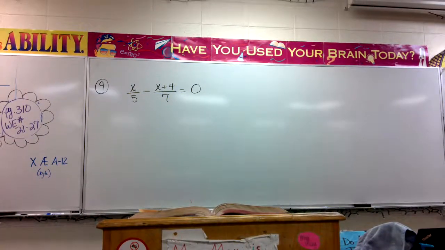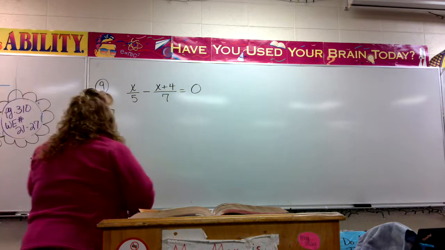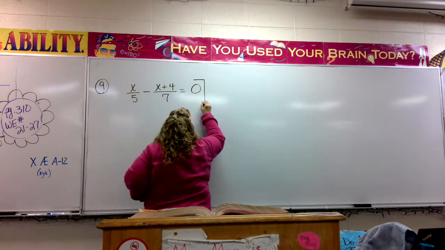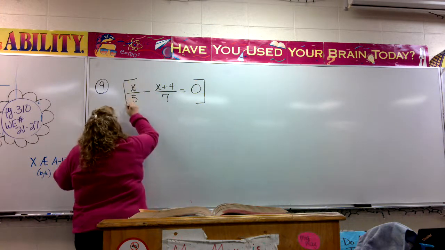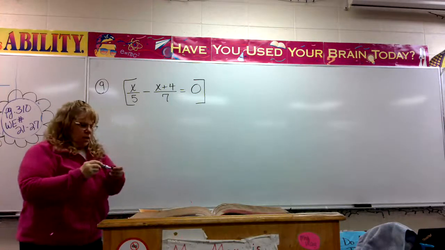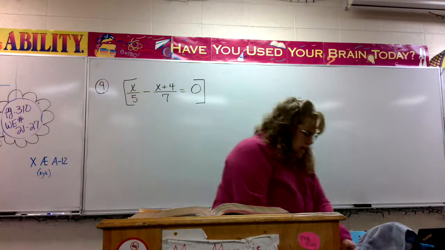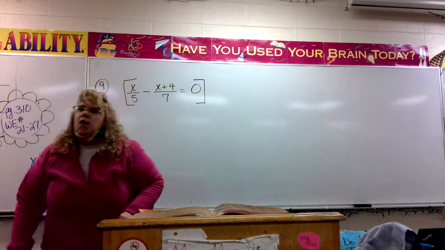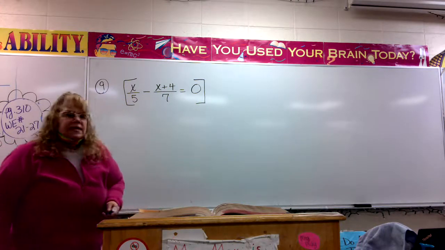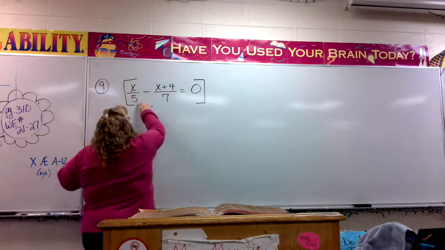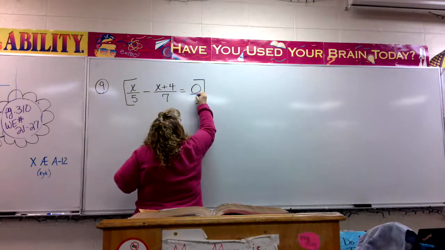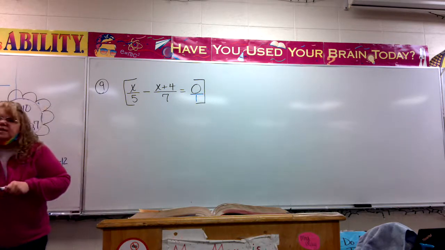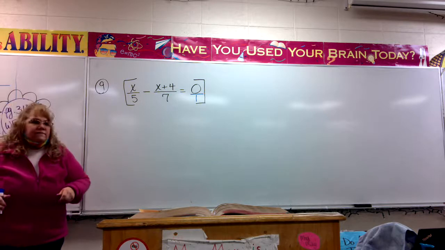So x over 5 minus (x plus 4) over 7 equals 0. And remember, we don't like those fractions, do we? So the idea is first figure out what the common denominator would be. What would the common denominator be with a 5, a 7, and we'll assume there's a 1 there? What would the common denominator be? 35, right?